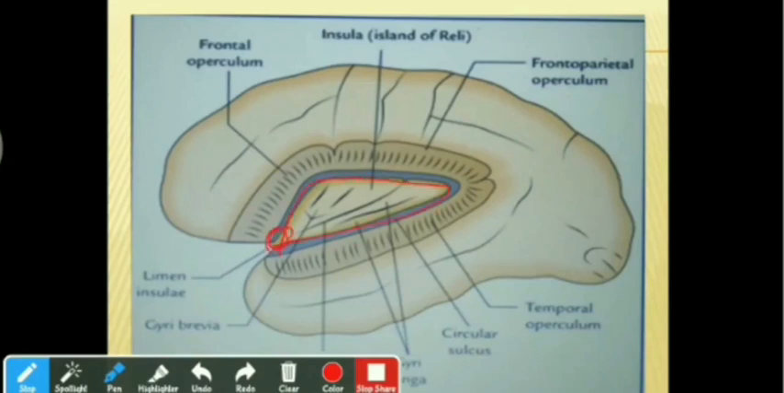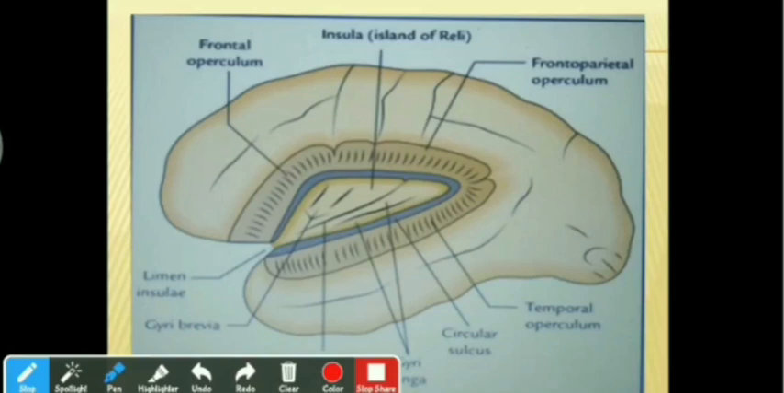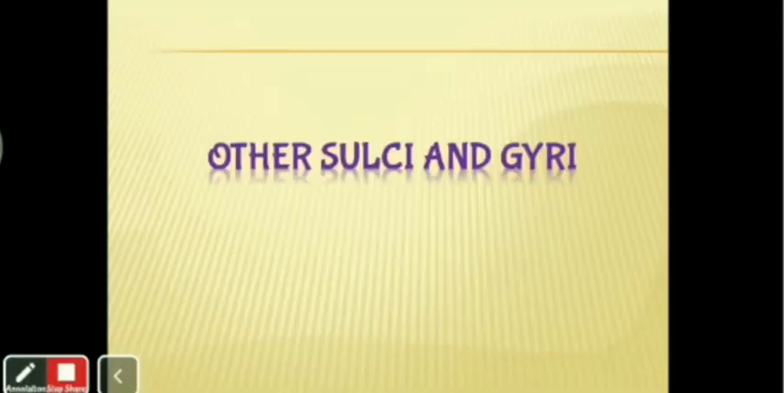So this is the apex, and it is surrounded by a circular sulcus except at the apex, where the limen insulae is present. The insula's anterior part contains short gyri called the gyri breves. So these are the gyri breves. The posterior part contains longer gyri, which are called the gyri longi.